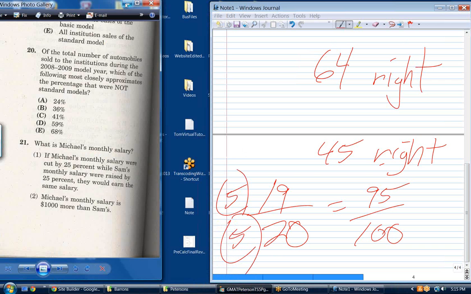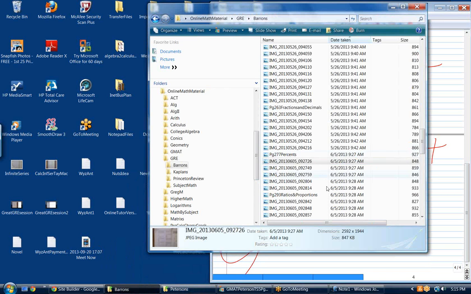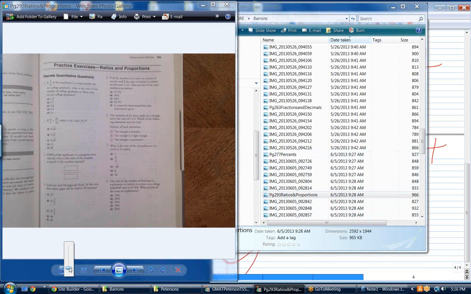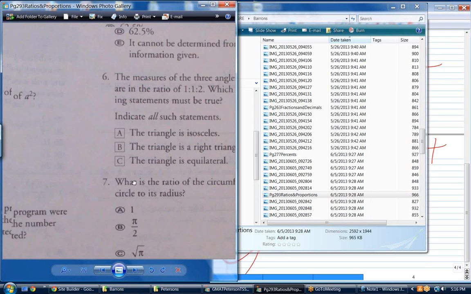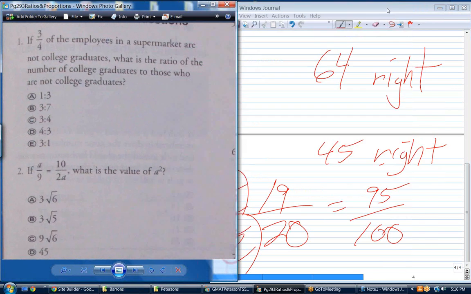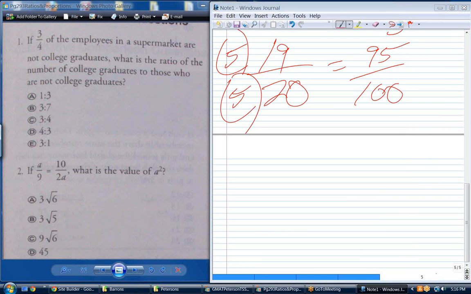Oops, I don't want to go there yet. Okay, ratios and proportions. Okay, so it says if 3/4 of employees in the supermarket are not college graduates, that means that 1/4 is college graduates.